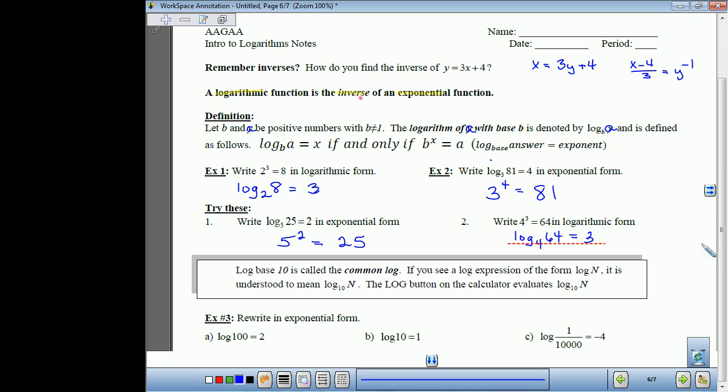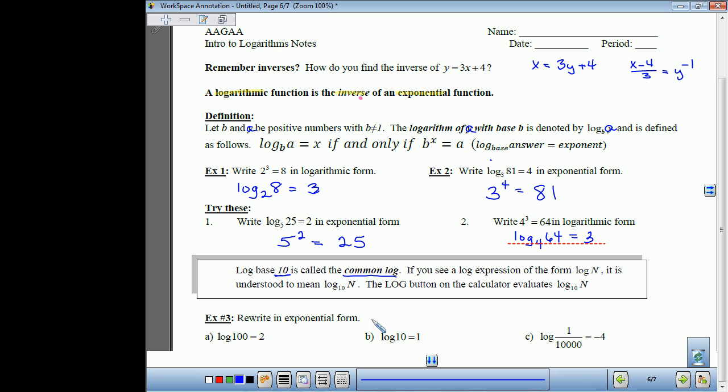Now, we have 2 special logs. Because we operate in a base 10 system, our number system is based on 10s, right? 10 to the 0 is our ones place. 10 to the first power is our tens place. 10 to the second power is our hundreds, right? Our number system is base 10. So when we have logarithms in base 10, they are called common logs.